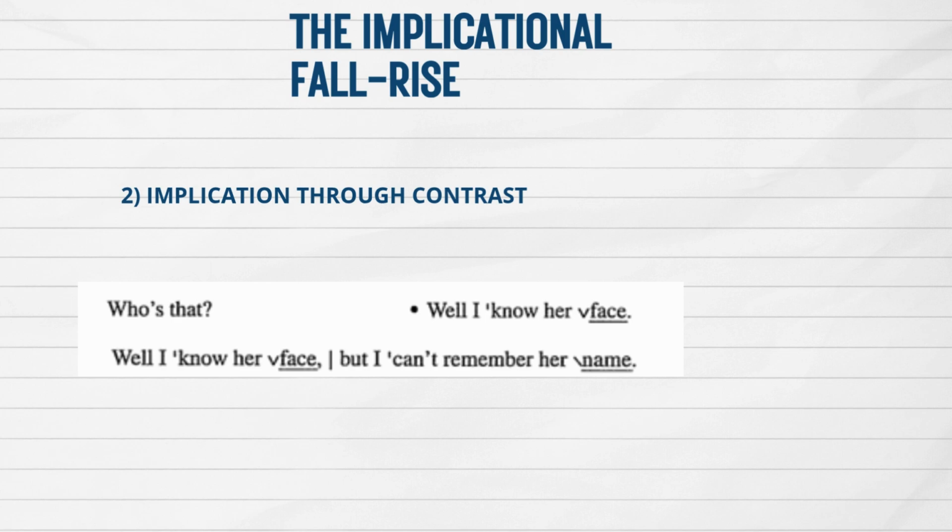However, if we say, well, I know her face, but I can't remember her name, in this case the contrast is explicit, okay? You know her face, but you cannot remember her name. The contrast is totally explicit.